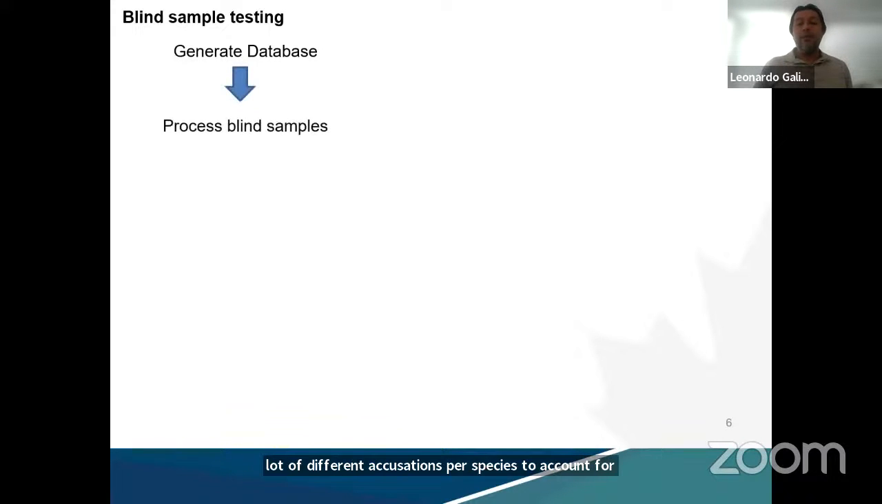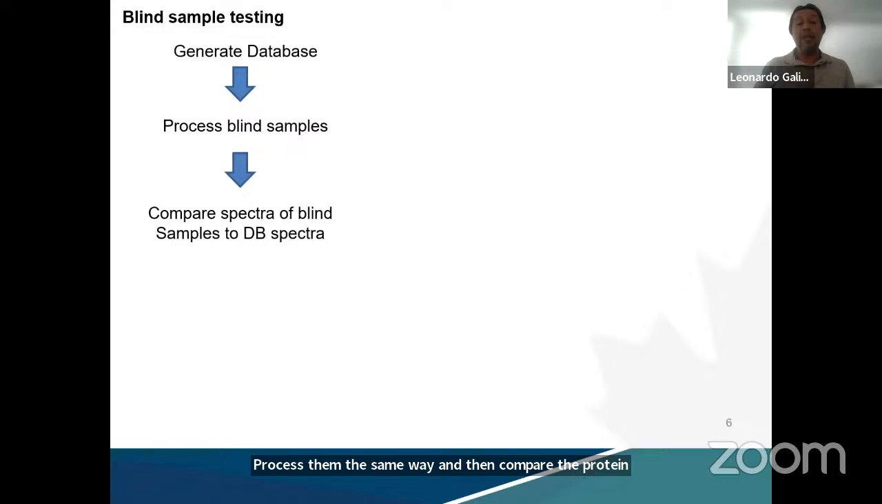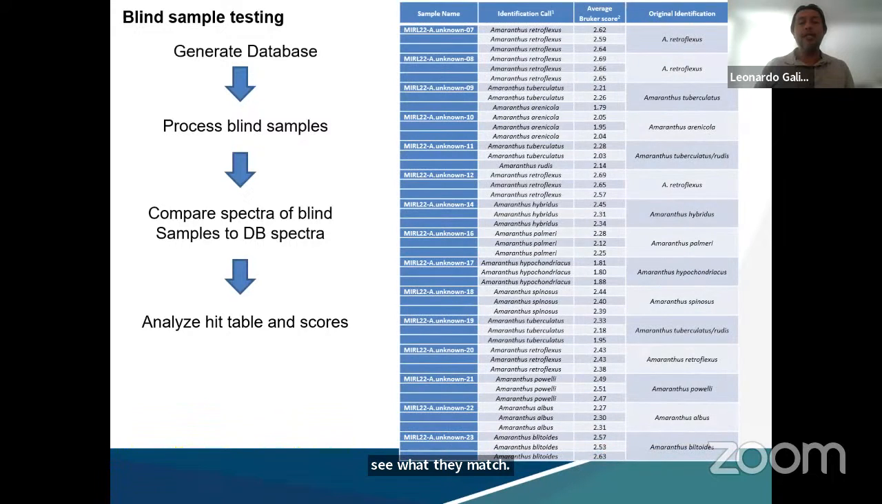And then after you do that, you want to process your blind sample. You receive samples that you don't know what the species are for those samples. Process them the same way, and then compare the protein profiles to the protein profiles on the database to see what they match. And then you get a heat table to analyze.